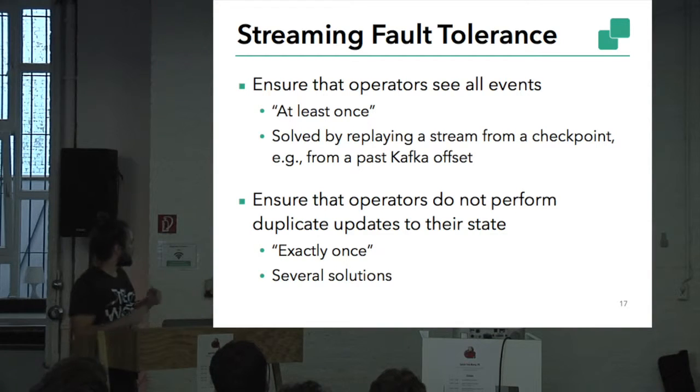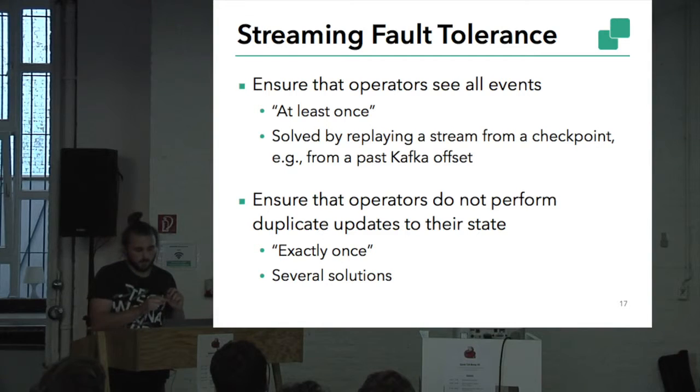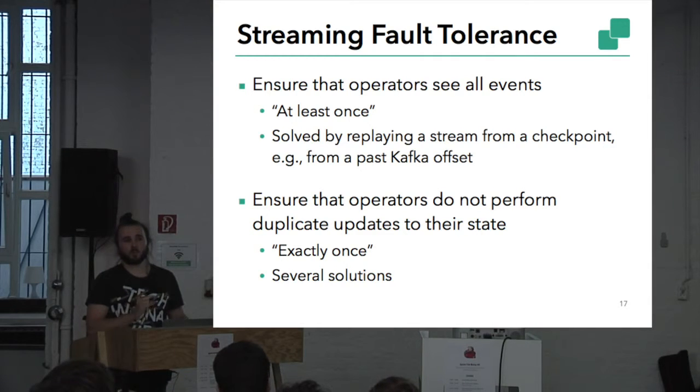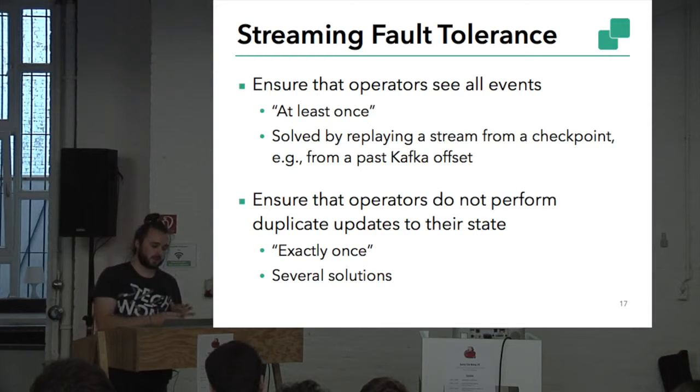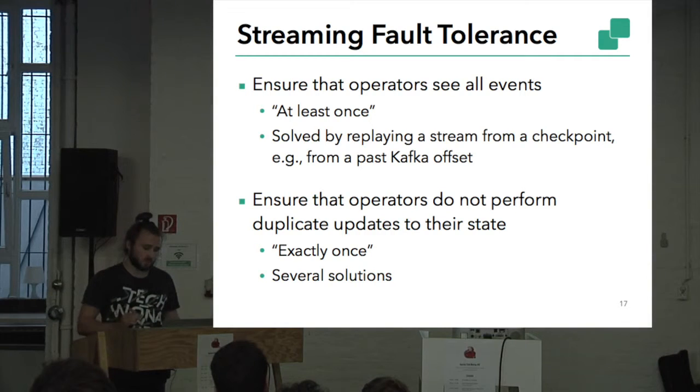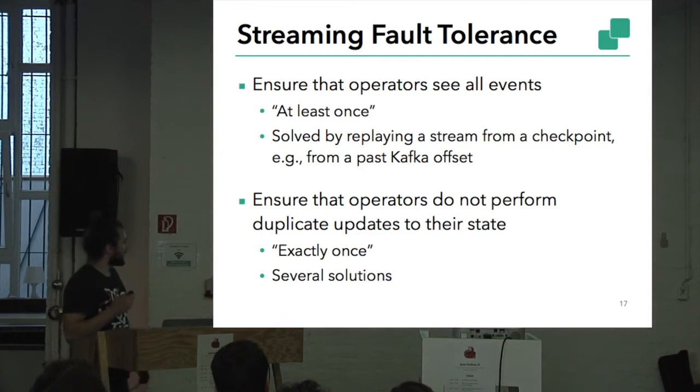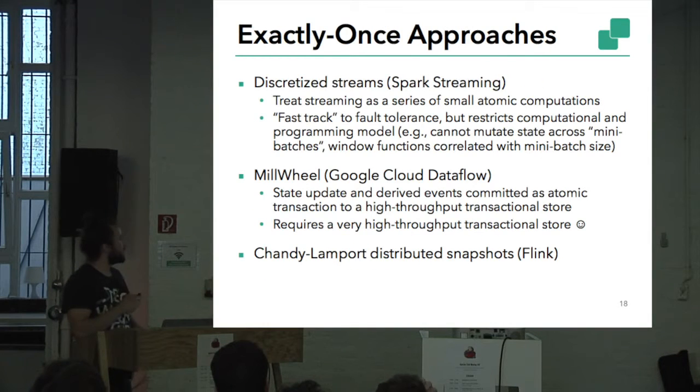And then there's a stricter guarantee or stricter idea of fault tolerance, which is exactly once. And there you want to have it that logically every element that your streaming topology receives is only processed exactly once, or is only reflected, let's say, in the state or the output once. So practically, the system might still process the element several times, but the system needs to guarantee somehow that the external view or the logical view of what happens is that every element is only processed once. And there are several solutions for this.